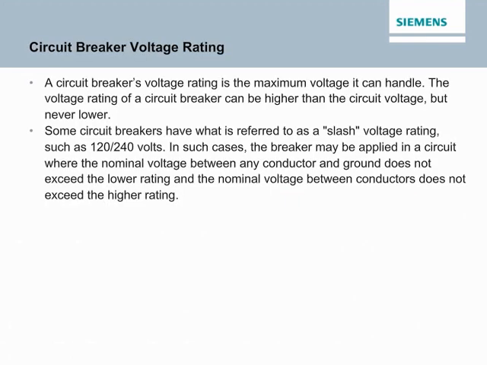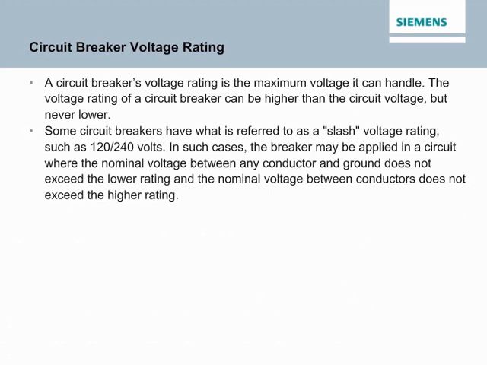A circuit breaker's voltage rating is the maximum voltage it can handle. The voltage rating of a circuit breaker can be higher than the circuit voltage but never lower. For example, a 480 volt circuit breaker could be used in a 240 volt circuit, but a 240 volt circuit breaker cannot be used in a 480 volt circuit.